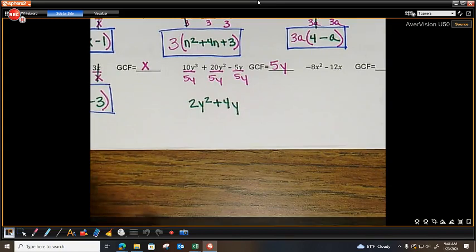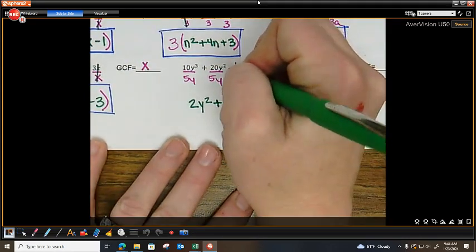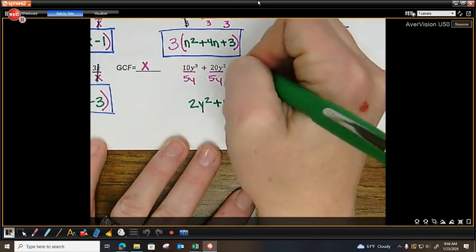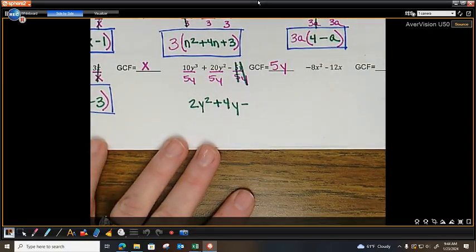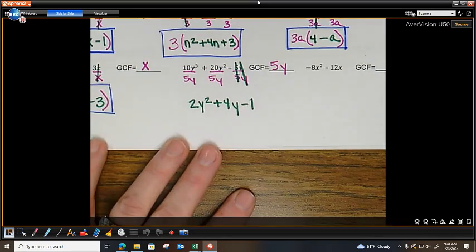Then you have negative 5 divided by 5. What's that? Negative 1. You have a y on top and a y on bottom. So the 5 on top, 5 on bottom cancel out. The y on top, y on bottom cancel out. Anything divided by itself is 1. And it's a negative 1 because it's a negative 5 divided by 5.